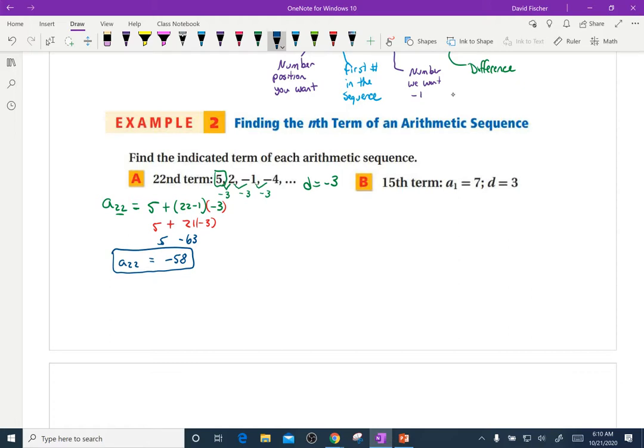Got to know what these numbers mean. A sub 1, what does that mean? That means my first term. I need to know that in order to use the formula. What's d mean? My difference.